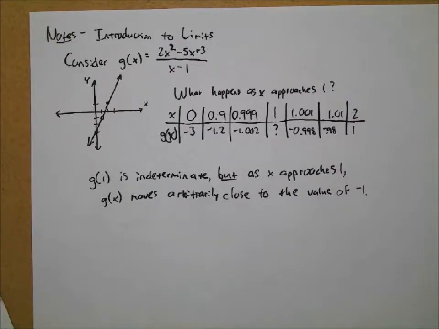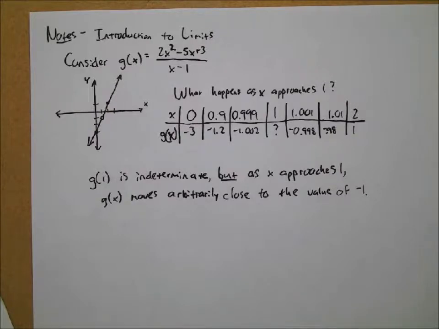So g of 1 is indeterminate. We can't really say what happens exactly at 1. But we can say as x approaches 1 from either side, g of x gets closer and closer to that value of -1. So what do I mean by arbitrarily close?